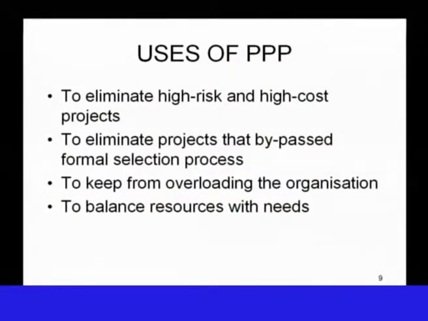To eliminate projects that bypass the formal selection process, because it happens that sometimes, for various reasons in companies, some projects bypass the selection process, but ultimately they are not the most successful ones or the most wanted ones. So we have to eliminate those projects. To keep from overloading the organization, again this means the organization has to be very choosy because the resources are always limited. So it's not good to overload the organization with projects, all of which would want resources.